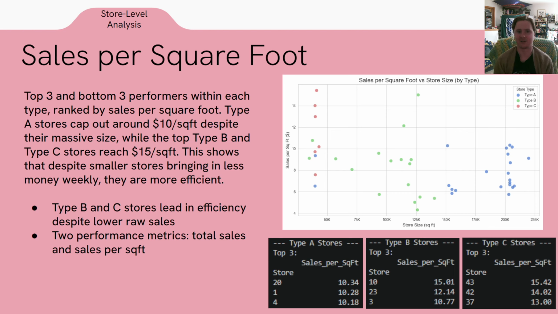Obviously, total sales is going to favor the largest stores. You can fit more people in, you have more check lanes, and you can just fit more products in the building. So it doesn't really give smaller stores a chance to show if they're performing well or not.